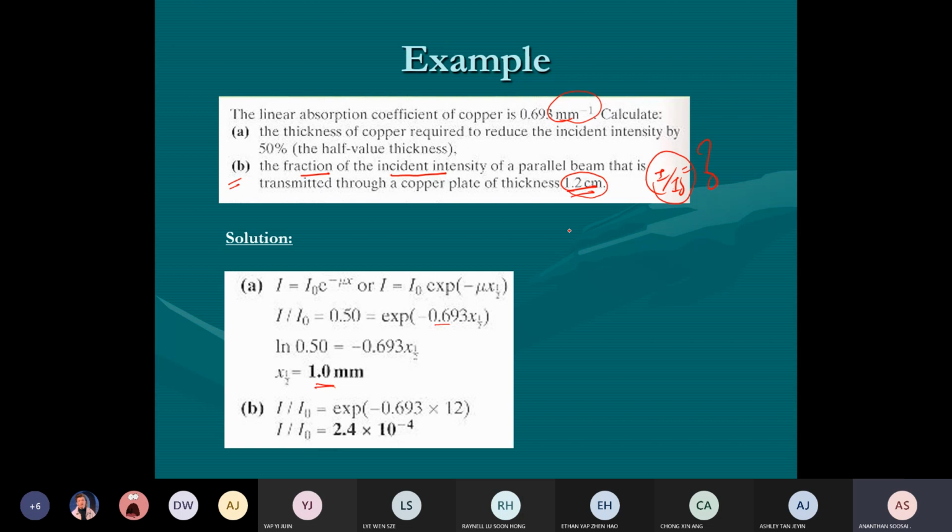I don't know how many times you have come across this type of equation, I equals I naught e to the negative mu x. In many cases, the first time you come across this exponential equation is in the capacitor. The discharging current I equals I naught e to the negative t over tau, negative t over RC. This is the equation you get from the capacitor exponential.